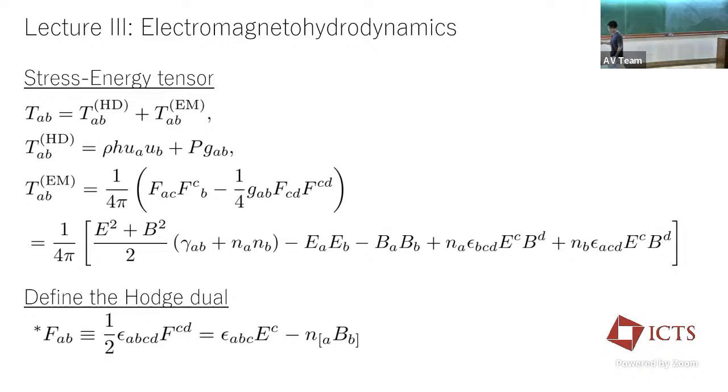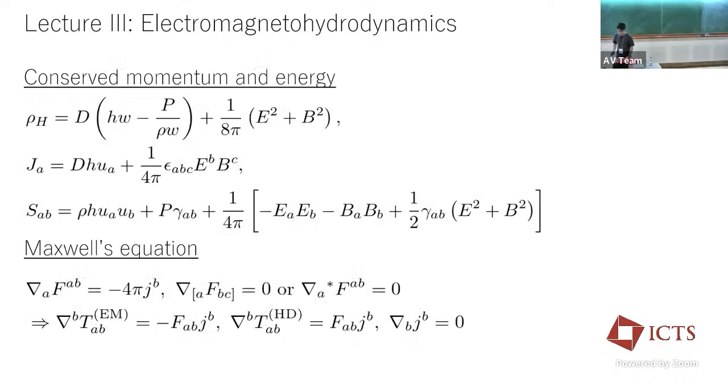Also, you can define the Hodge dual of F^{ab} by this definition, and it is going to be reduced to this expression. This is useful for the Maxwell equations. I will show later on.